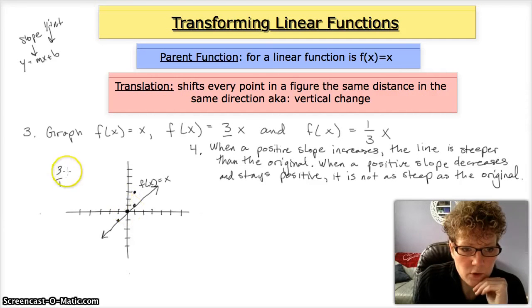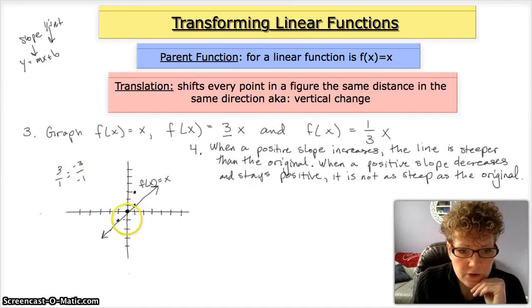And so then the same would be true, because if it was negative over negative, -3 over -1, you go down 3, 1, 2, 3, and back 1. So you'll see that this line is much steeper than the original. It's still positive, but it's much steeper.